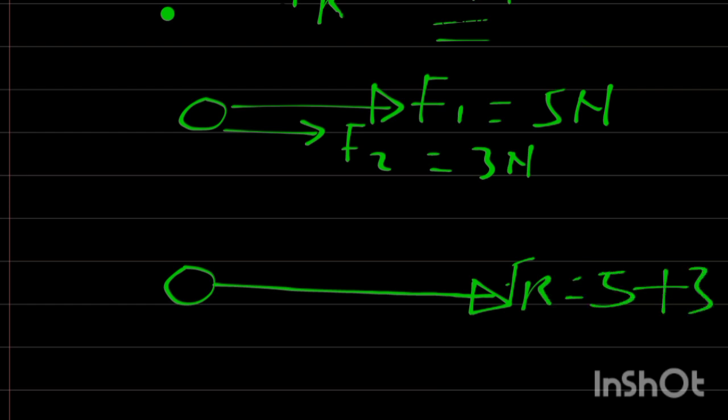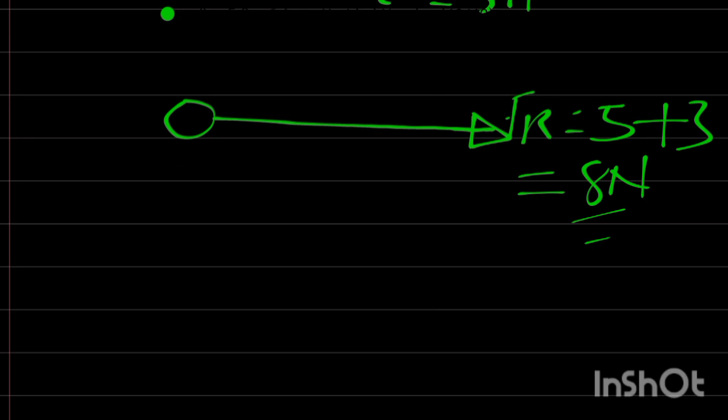5 plus 3. So that means our resultant force will be equal to 8 Newtons. So this is a single force that can represent F1 and F2 in both magnitude and direction. So it is 8 Newton, and it will produce the same effect as F1 and F2.